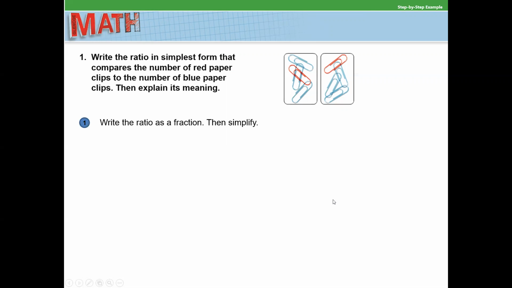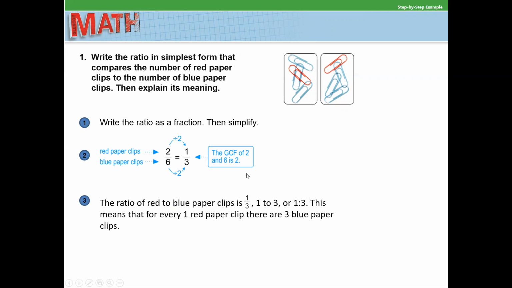Write the ratio as a fraction, then simplify. The red paper clips will be our numerator. The blue paper clips will be the denominator. So we have 2 red paper clips and 6 blue paper clips. If we simplify, we can divide by the greatest common factor of 2 and 6. The greatest common factor is 2. When you divide, you simplify the fraction to lowest terms. We get 1 to 3. The ratio of red to blue paper clips is 1 to 3.